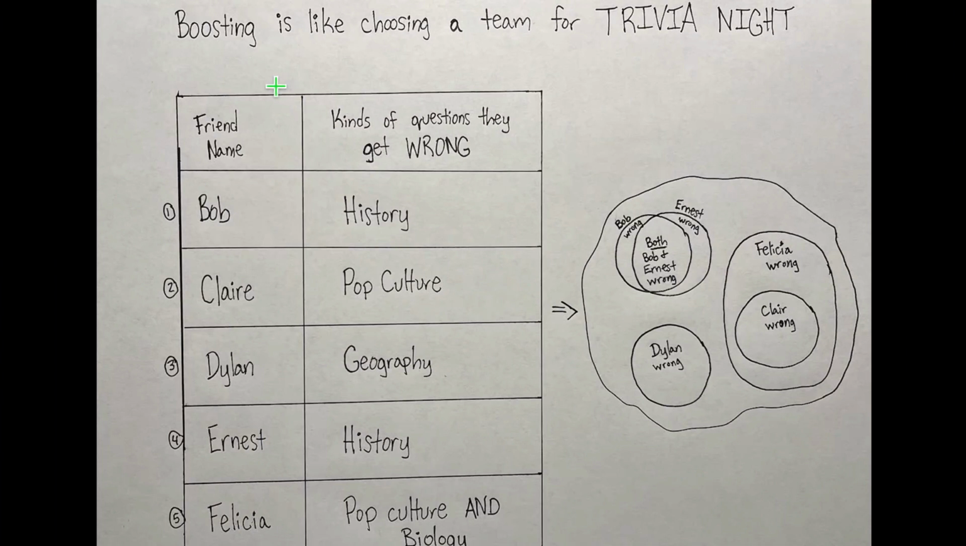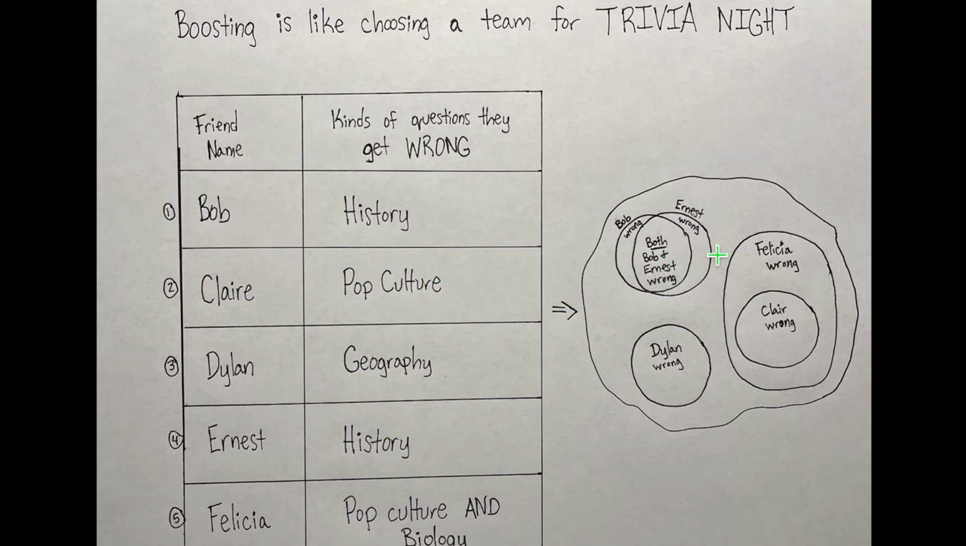Now I'm going to give you some intuition for the boosting algorithm. It's like choosing a team for trivia night. Let's say you have 5 friends. These are your 5 smartest friends, the only friends you're considering for your trivia team, and you want to build a 3-person trivia team from these 5 friends. Although each of these friends is very smart and gets most of the questions right, they do have areas of weakness. Bob misses a lot of the history questions, Claire misses a lot of the pop culture questions, and so on and so on.